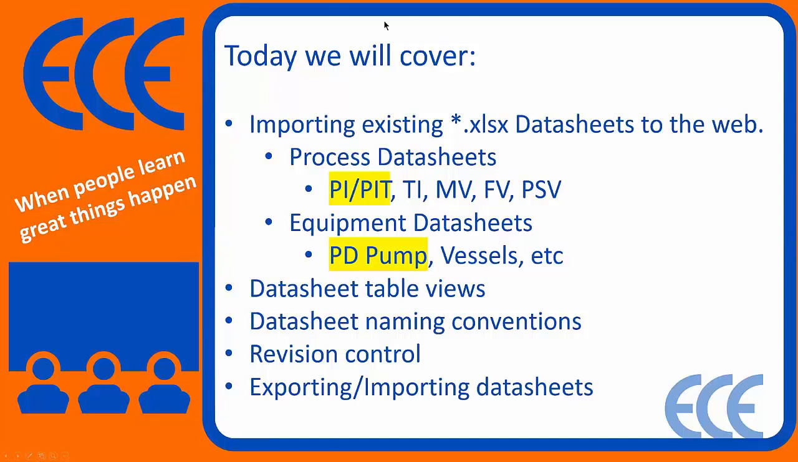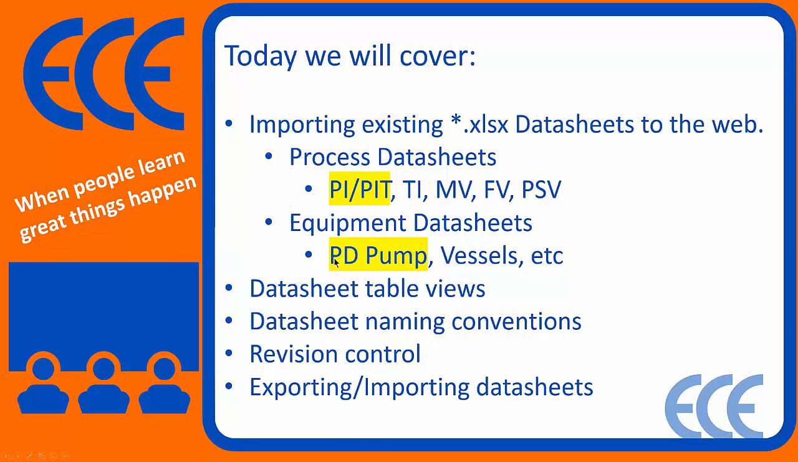And here's a quick intro on what we're going to cover. What I'm going to do is take an existing Excel data sheet that's just on my computer, and port it to the web. To break it down, I've got a couple process data sheets and a couple equipment data sheets, but I'm going to focus on these two. I've got a PI/PIT data sheet, and I've got a PD pump data sheet. I'll import both, and we'll play around with the records and see what it looks like.